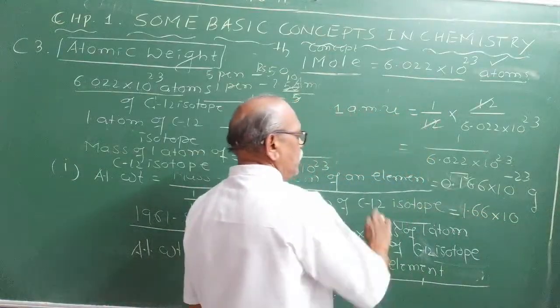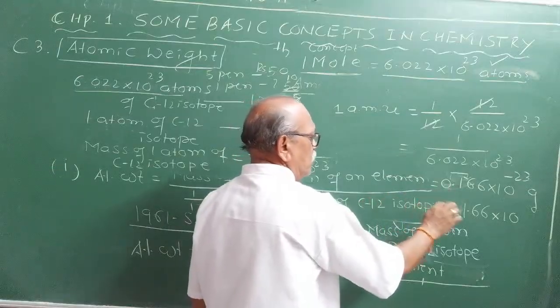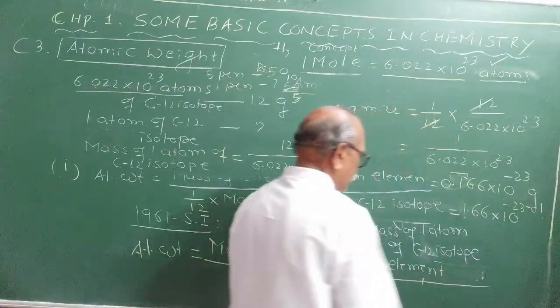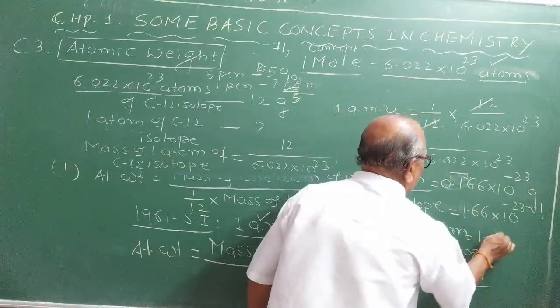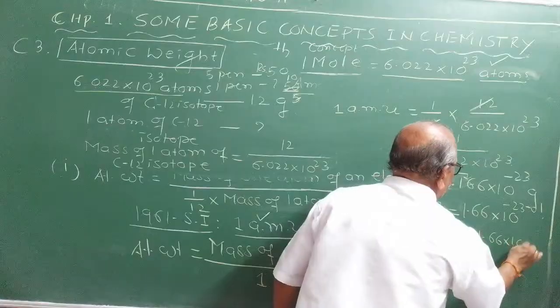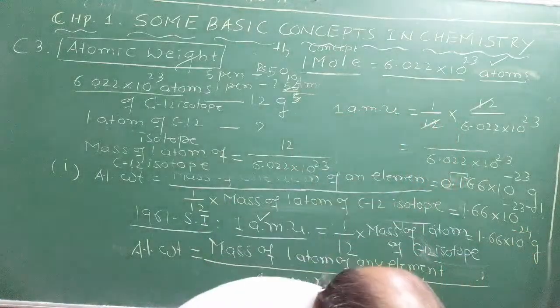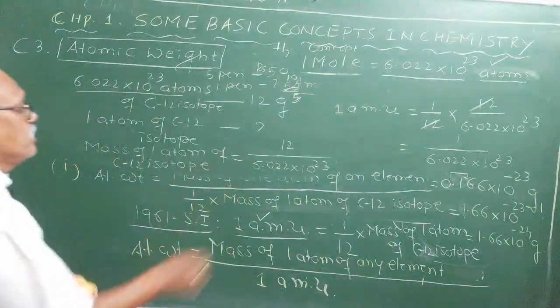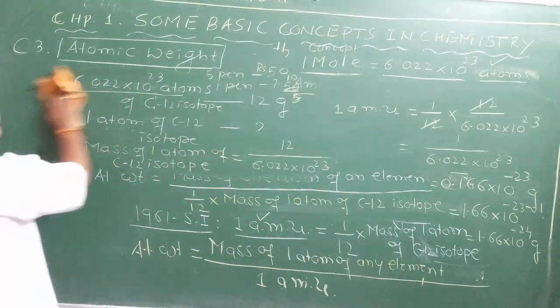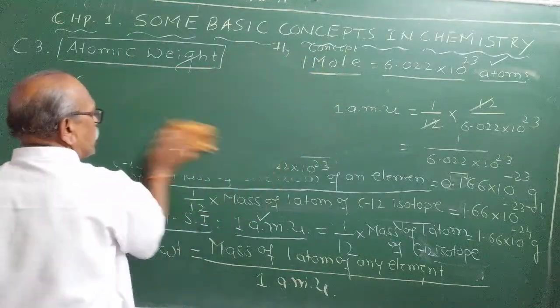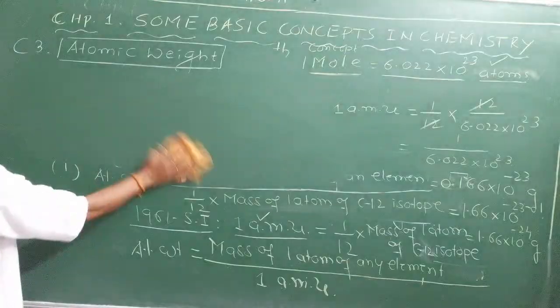1.66. If you shift it to the right, then you have to subtract: -23 -1. Now what do you get? You get 1.66 into 10⁻24 grams. Look here. This is a small mass taken as standard, right? Suppose that you are asked to get 1 AMU. Are you getting the idea?